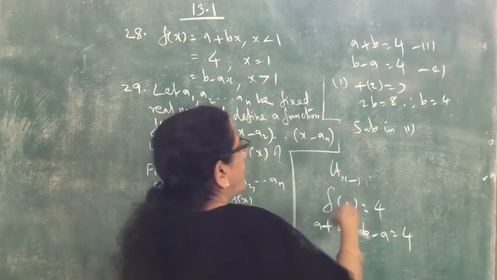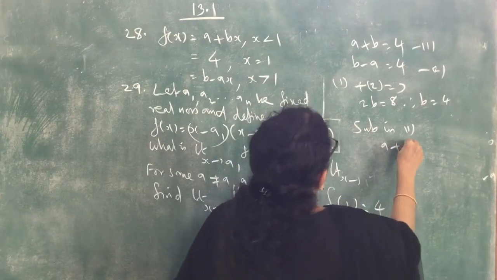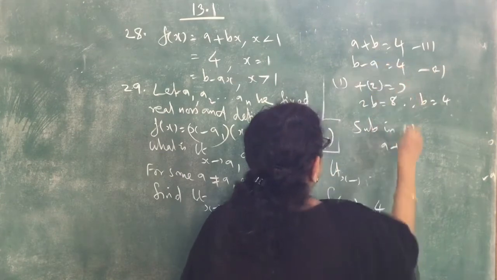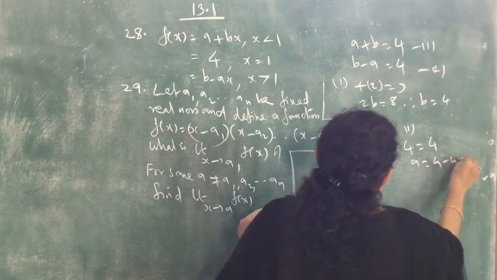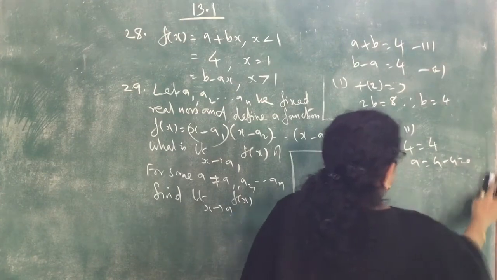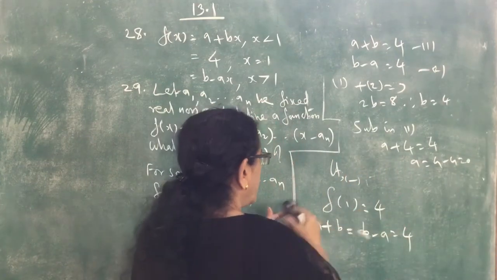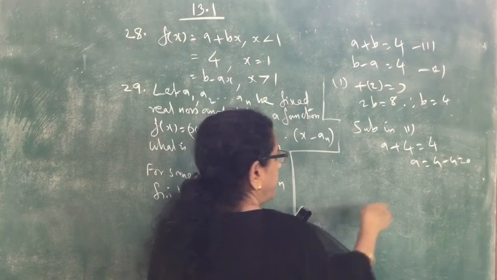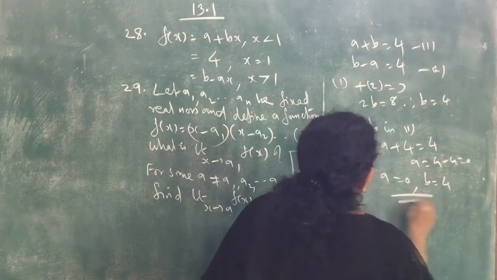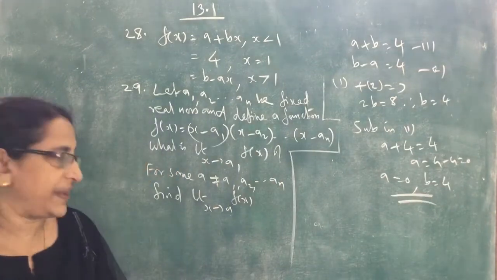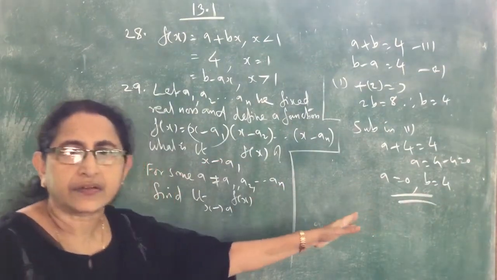Substituting in equation 1, a plus b, we can substitute here, a plus 4 equal to 4. So a equal to 4 minus 4 equal to 0. Therefore a equal to 0, b equal to 4. The question was to find the value of a and b, so we got the values.